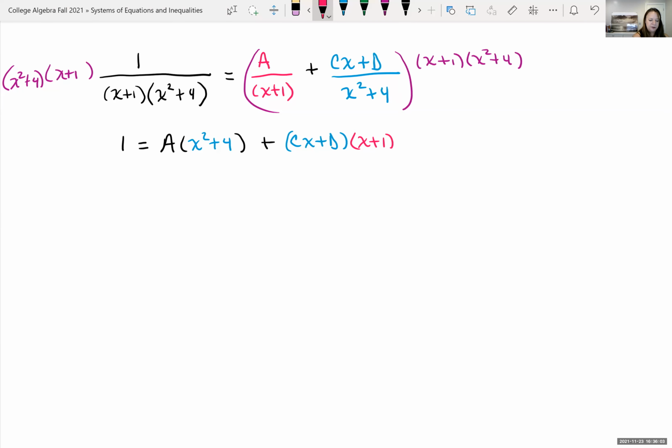So let's distribute on the one side. So we have 1 is equal to Ax squared plus 4A plus, so distributing, we have Cx squared plus Cx plus Dx plus D.